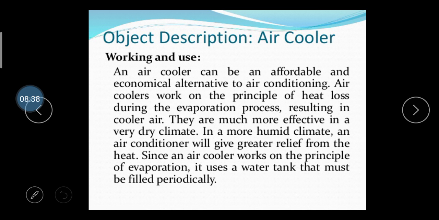Since an air cooler works on the principle of evaporation, the water in the tank must be changed periodically, so that warm air is converted into cooler air. So it's called the air cooler. So here are the two simplest examples of a technical description.